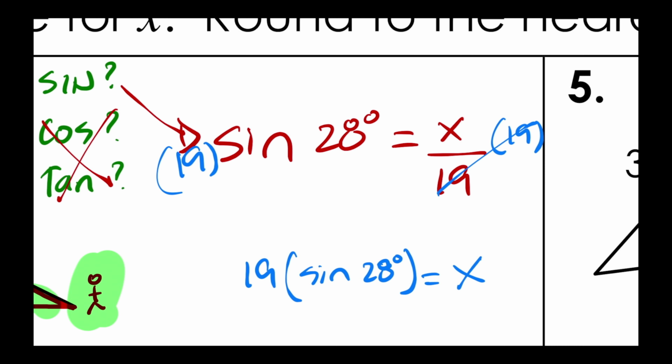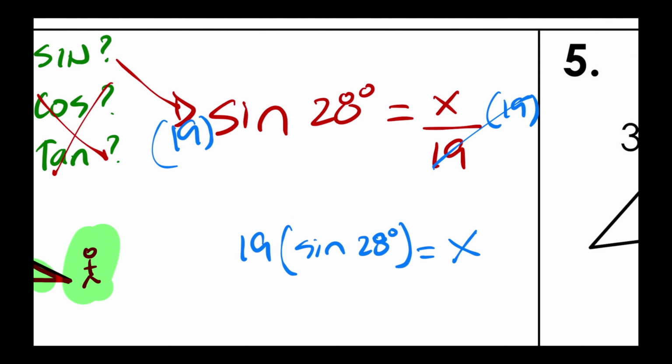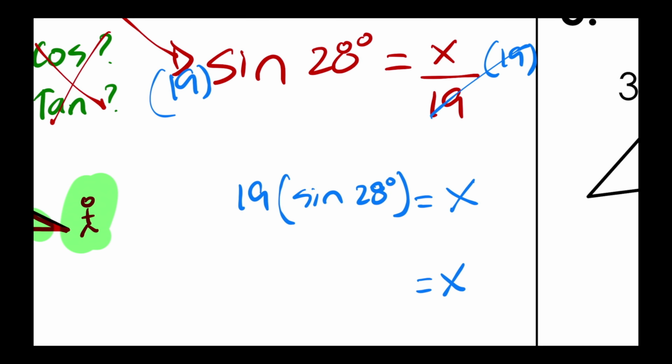Some calculators you have to put sine first and then the degrees. The other one you put the degrees and then you hit sine and it'll find it. Please play around with your calculator. And so what do you get? We get x equals what? Punch this into your calculator.